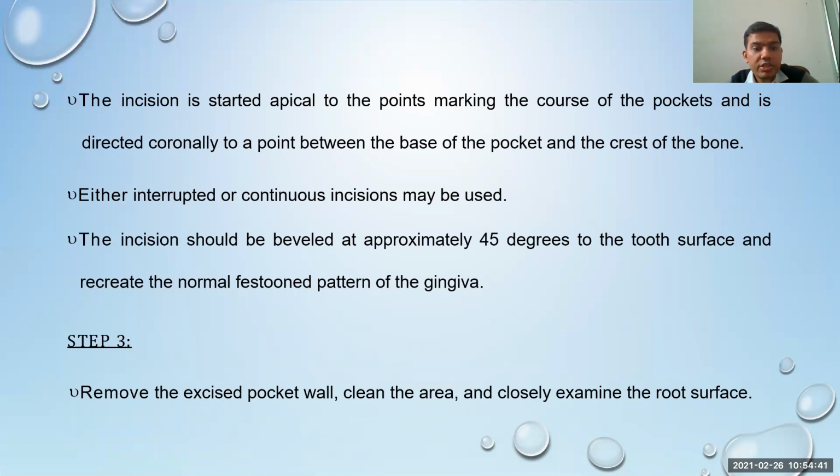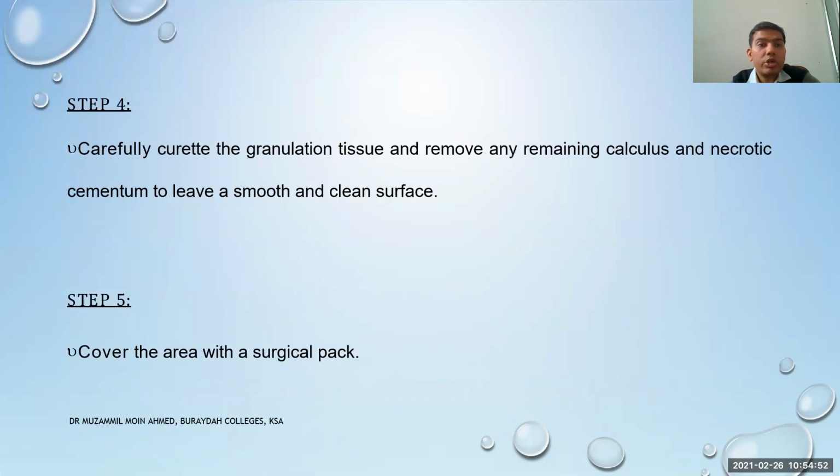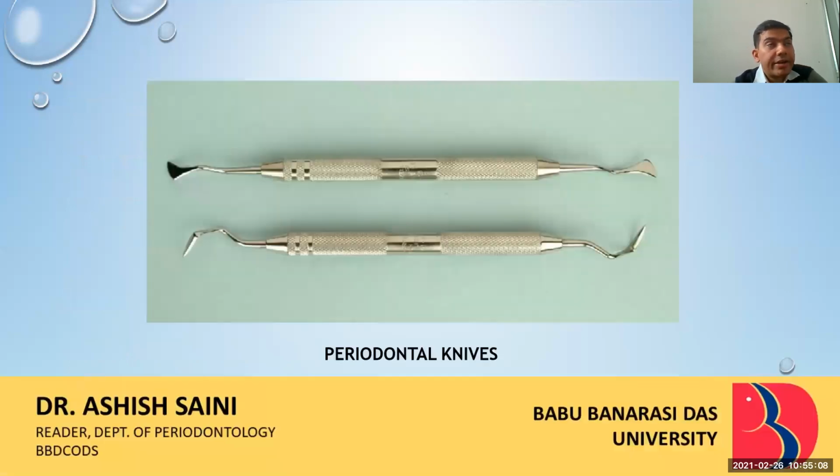And step 3, remove the excised pocket wall, clean the area, and closely examine the root surface for all the granulation tissue and calculus. Everything should be removed. Carefully curette the granulation tissue, remove any remaining calculus and necrotic cementum to leave a smooth and clean surface. Step 5 is to cover the area with a surgical pack. You can use a Coe-Pak or any periodontal pack, so that it does not irritate the exposed gingival tissues.